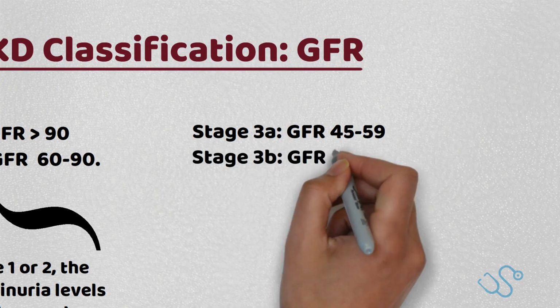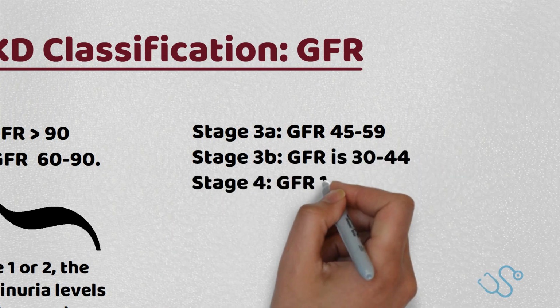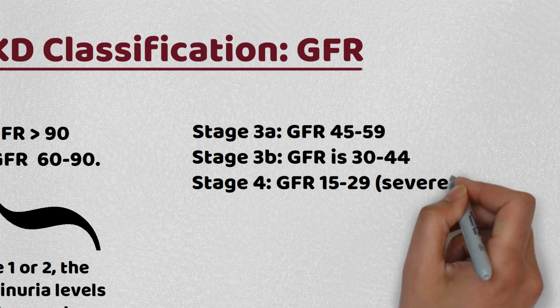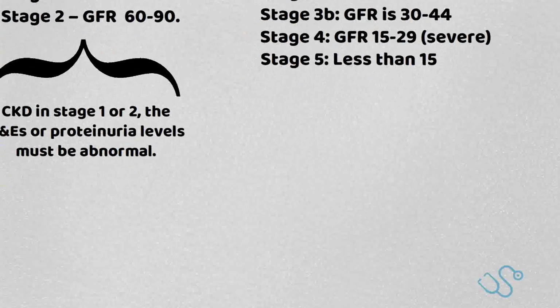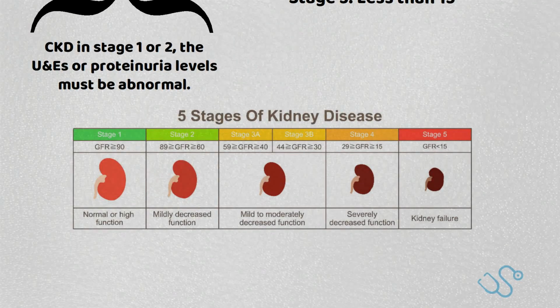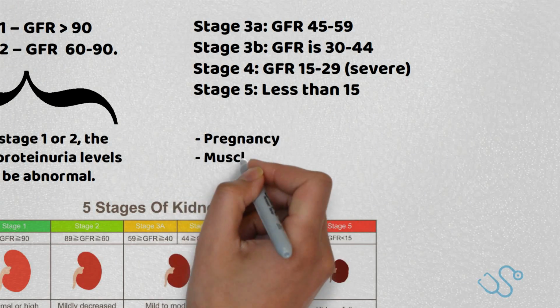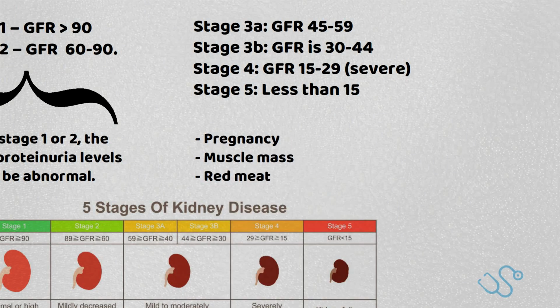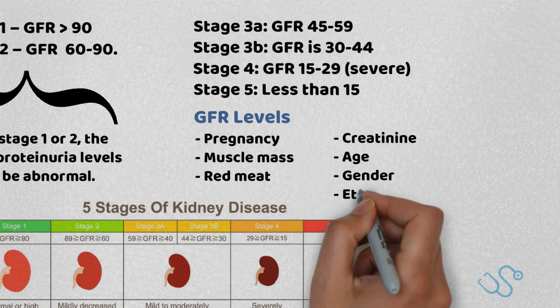Stage 3B is a GFR between 30 and 44. Stage 4 is classified as severe, with a GFR of less than 30, and Stage 5 is when it's less than 15, and this is when renal replacement therapy, be it dialysis or transplant, is actually considered. It's worth remembering that pregnancy, extremes of muscle mass, and red meat all affect GFR levels, which are classically measured by calculations considering the creatinine, age, gender, and ethnicity of the patient.